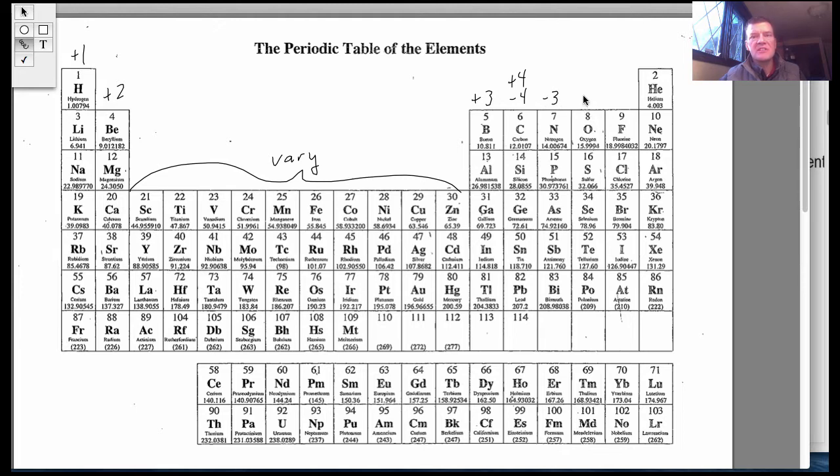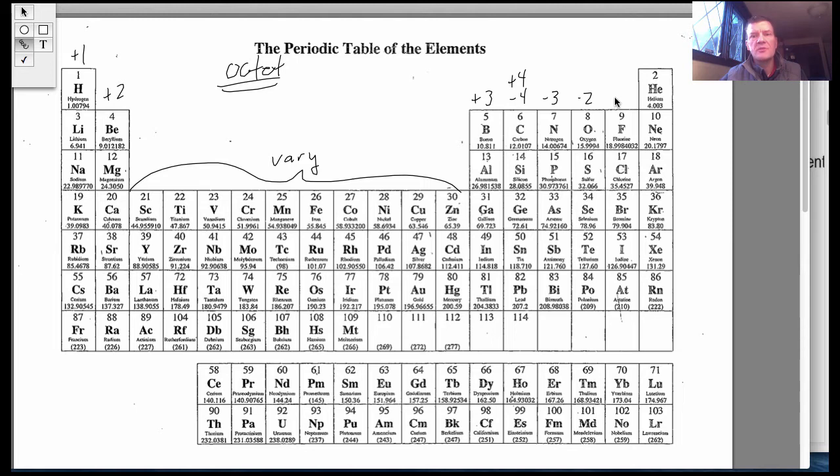Oxygen is in group 16, has 6 valence electrons. It's going to gain 2 more to get 8. Remember, they always want to get that octet. They want to get 8 in the outer energy level. So oxygen is going to gain 2 more to get 8, so it's going to be 2 extra electrons, a -2.